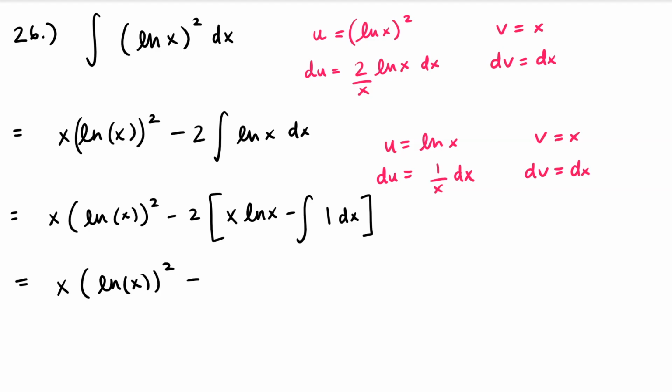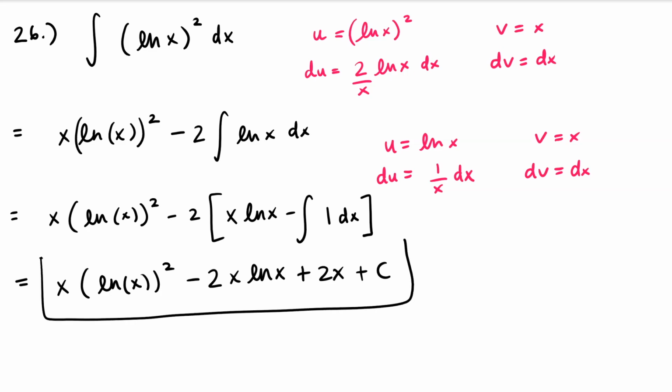I'm going to go ahead and distribute in the 2. So we have minus 2x natural log of x. And then if I were to integrate 1 dx, that would give me x. So it looks like if I distribute that negative 2, it would give us plus 2x plus our constant of integration. And here's our final answer for number 26.